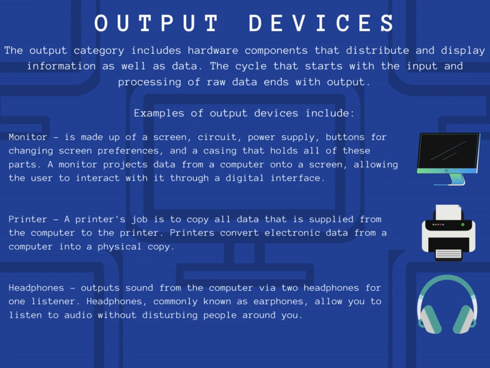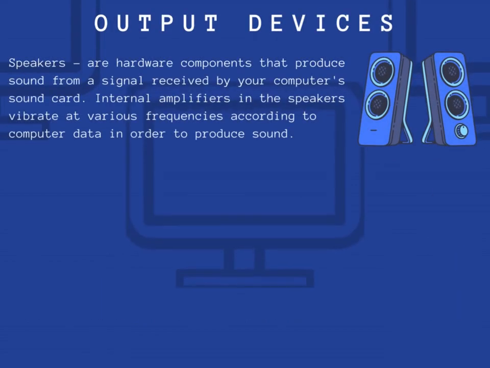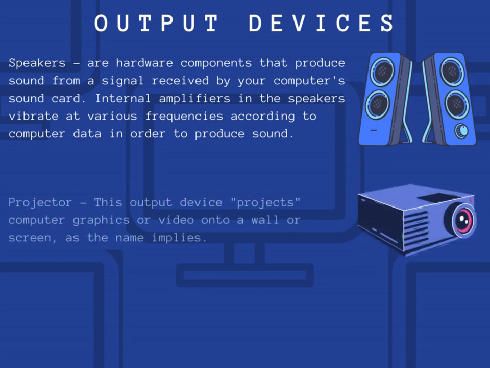Headphones output sound from the computer via two headphones for one listener. Headphones, commonly known as earphones, allow you to listen to audio without disturbing people around you. Speakers are hardware components that produce sound from the signal received by a computer sound card. Internal amplifiers in speakers vibrate at various frequencies according to computer data in order to produce sound. Projector. This output device projects computer graphics or video onto a wall or screen, as the name implies.